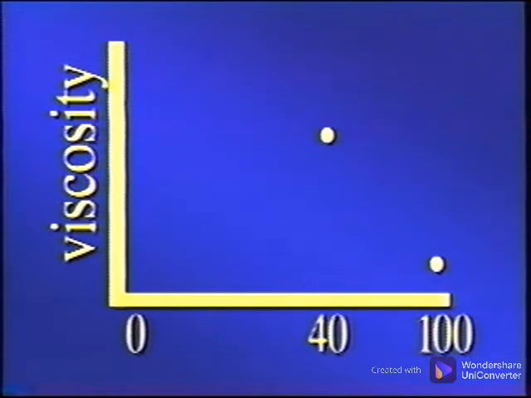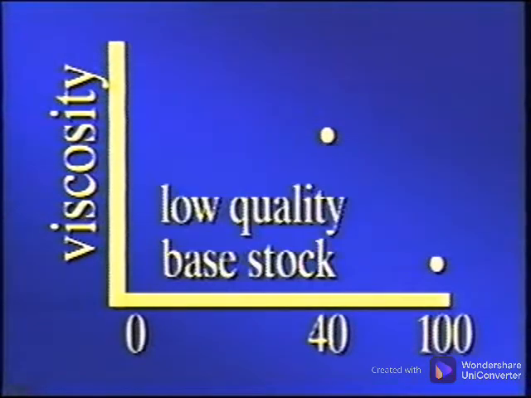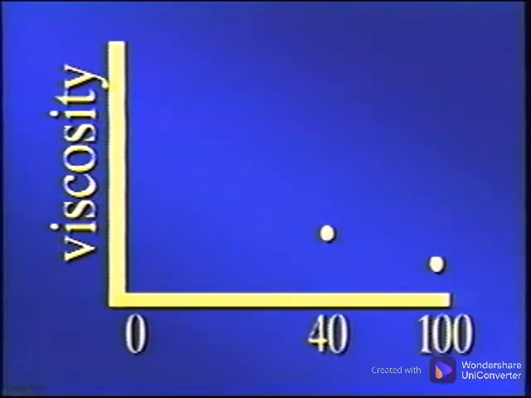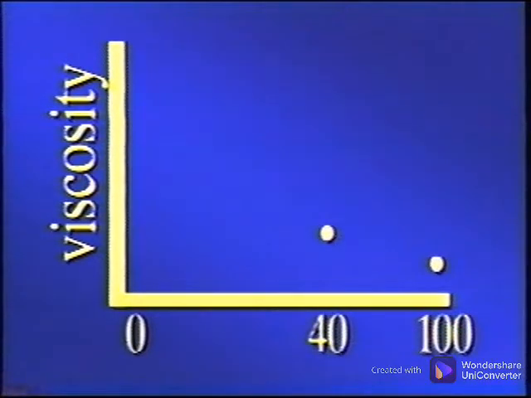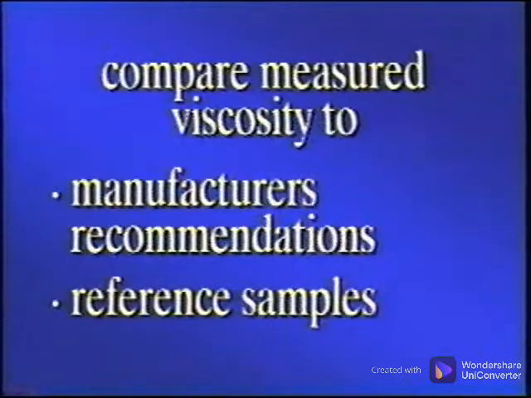An oil that is extremely different at 40 and 100 degrees centigrade will have a lower viscosity index indicating a lower quality base stock, while an oil whose measurements are fairly close will have a high index number indicating a good base stock. This measure provides extremely accurate information, allowing you to compare it to manufacturers' recommendations and reference samples.